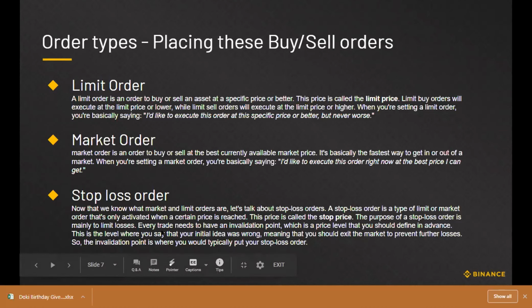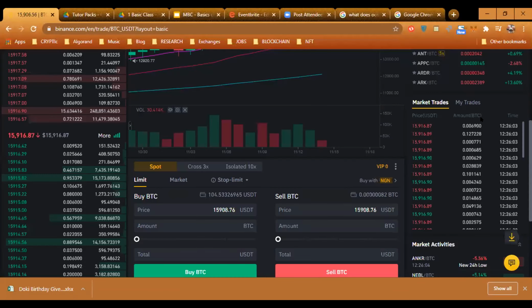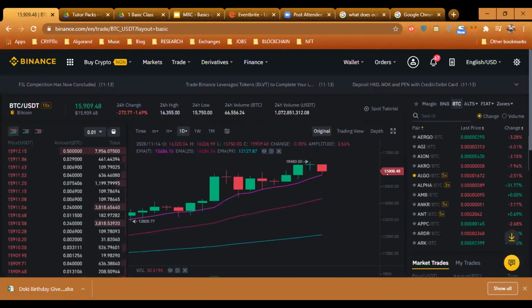Then there's a stop loss order. The stop loss order is the part that saves a lot of crypto traders. It says a stop loss order is a type of limit or market order that's only activated when a certain price is reached. In this example, I already have BTC and I want to sell it when it gets to $16,000. Let me just check the price of BTC now. Good. BTC is at 15,000.